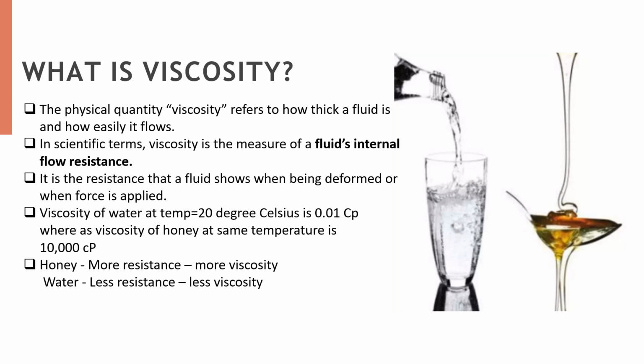If we look into the numbers, viscosity of water at 20 degrees Celsius is 0.01 centipoise, whereas viscosity of honey at the same temperature is 10,000 centipoise. So from this we can come to a conclusion that honey has more resistance, so that's why it has more viscosity, whereas water has less resistance, that is the reason for its less viscosity.